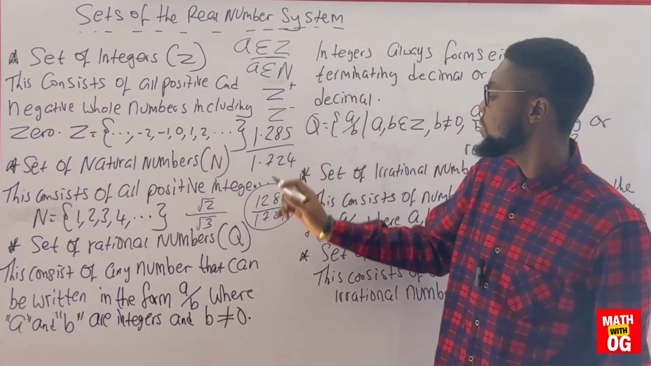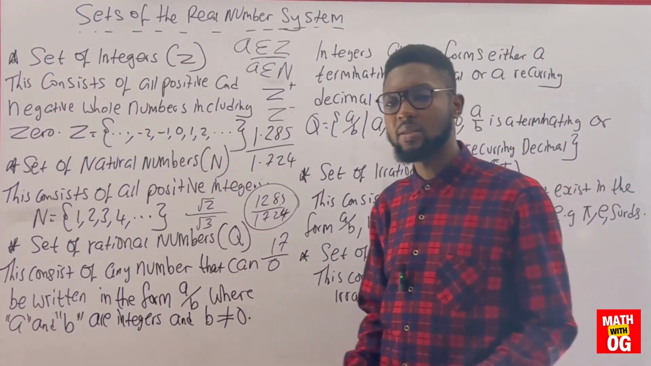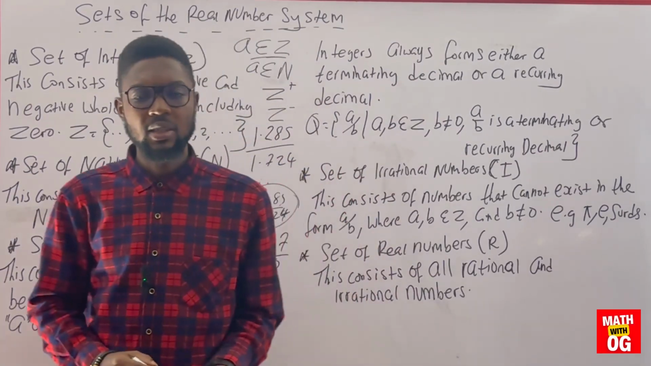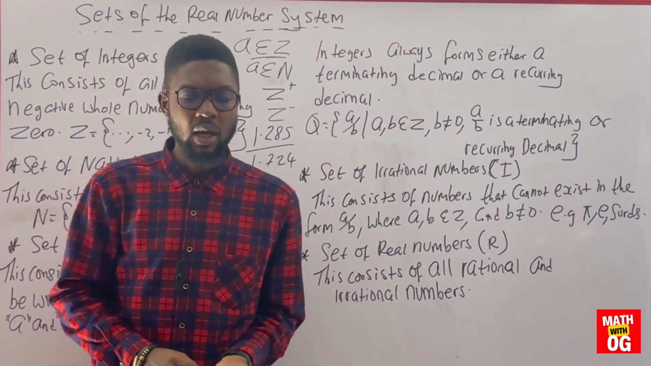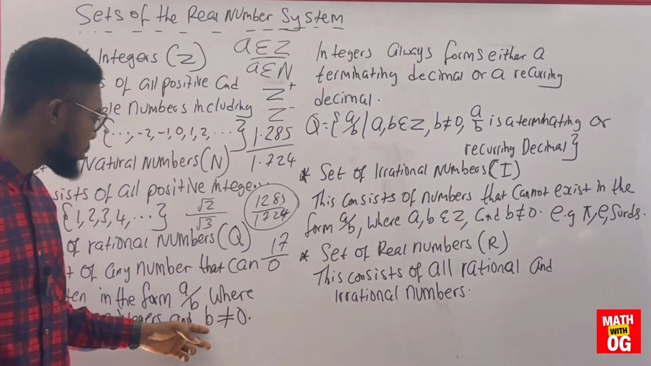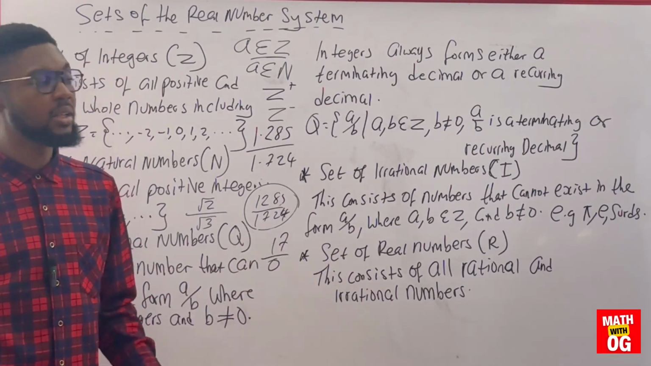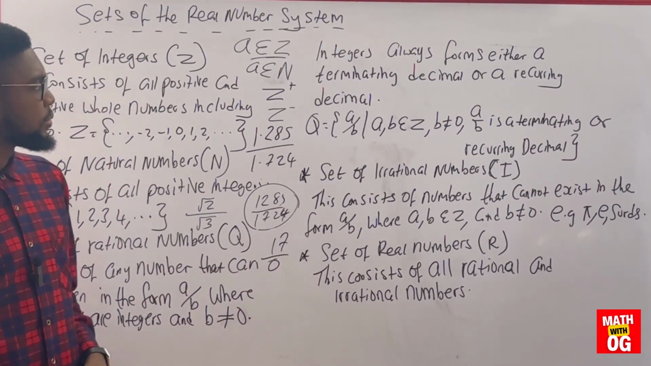So I can't have 17 over 0 because whenever you divide by 0, it tends towards infinity, and infinity is not a real number. So b must not be equal to 0 because putting this guy at 0 will make this guy to be undefined. That's another way you can put it.